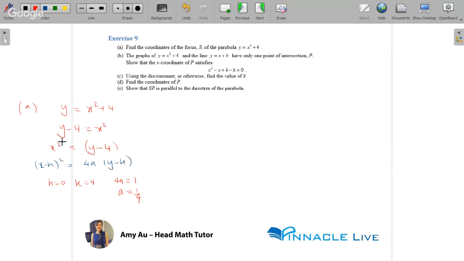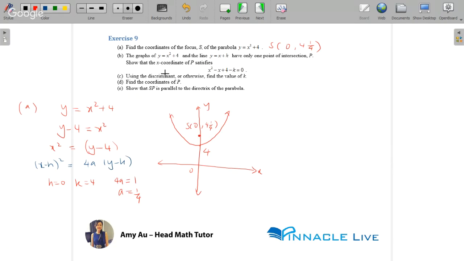So with that in mind, this is a concave up type of parabola. Just drawing this, you should know what this looks like, x squared plus 4. So the focal length is a quarter. So it should be at 0, 4 and a quarter. And that's it. All right, so that's the answer to the first one. I'll note it down up here as well.